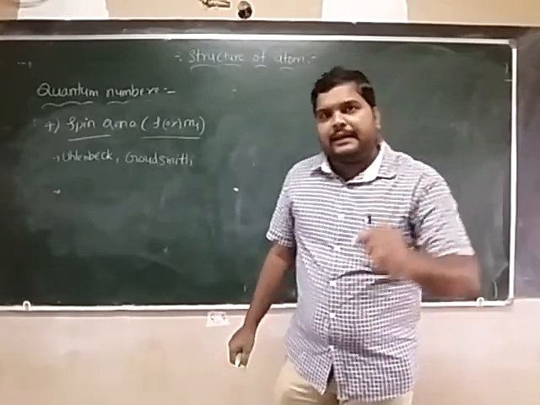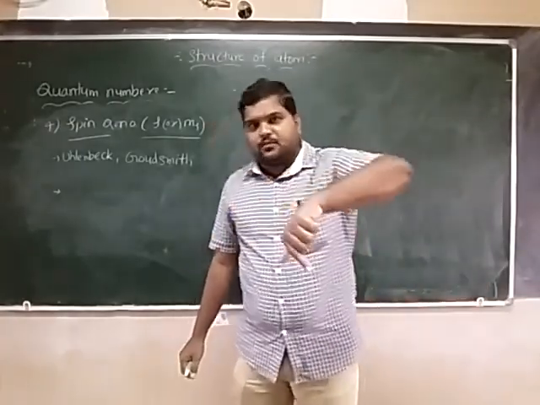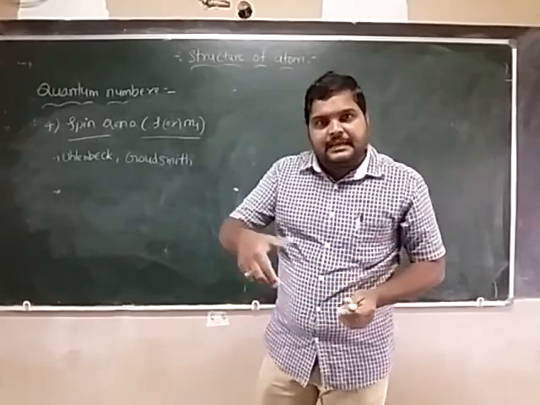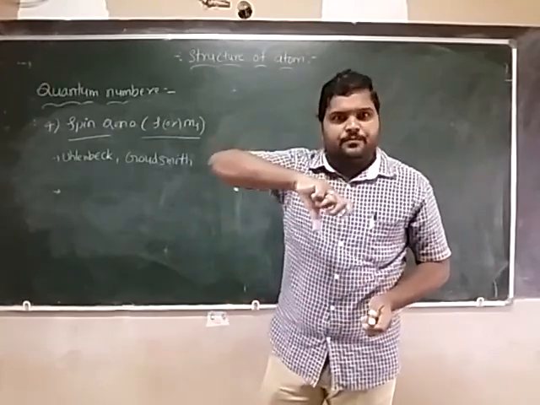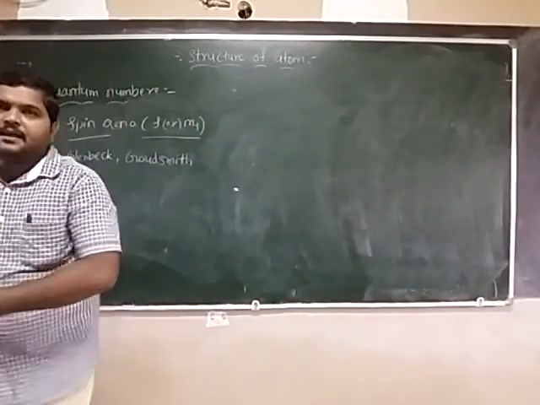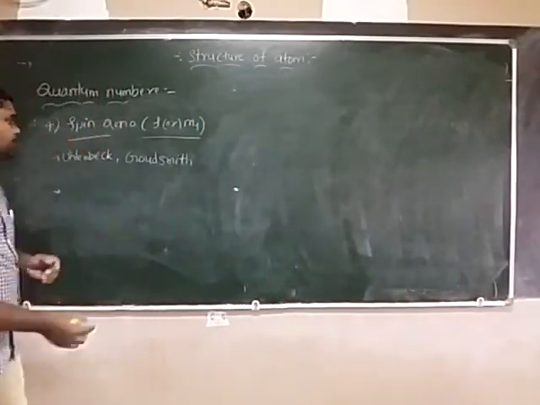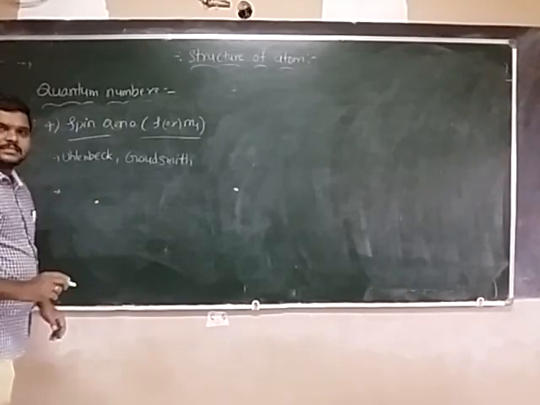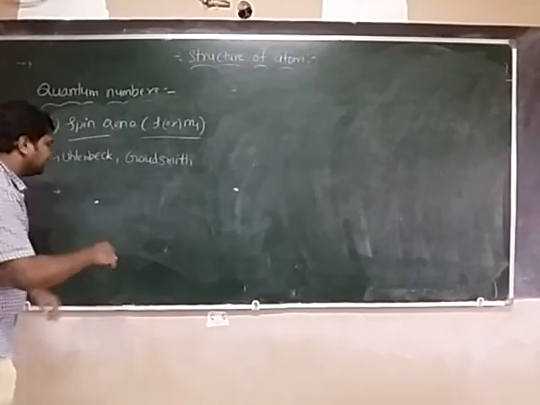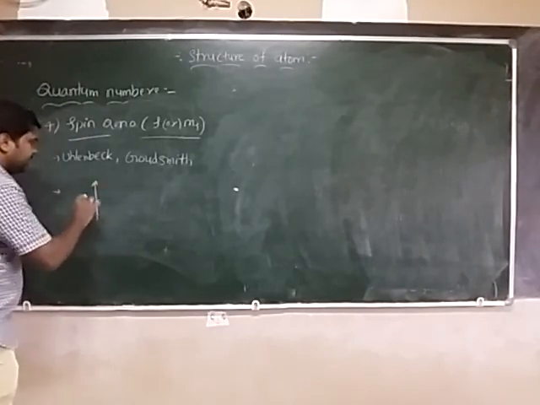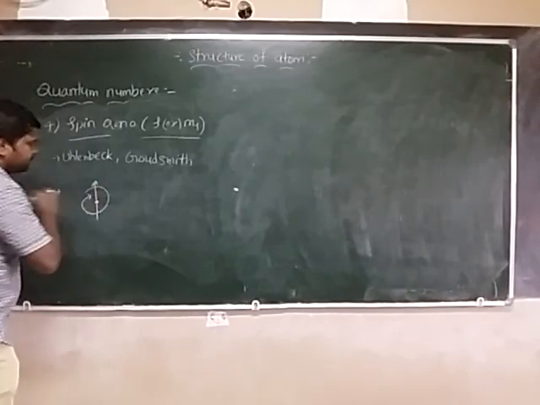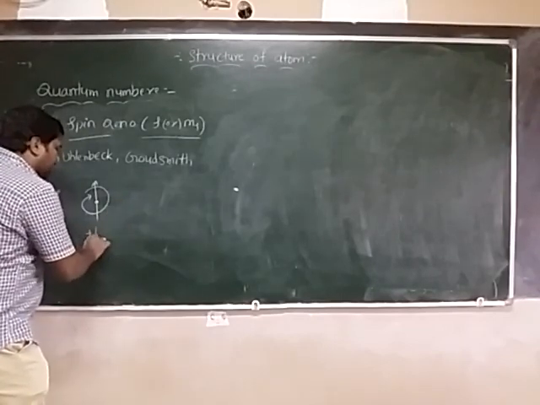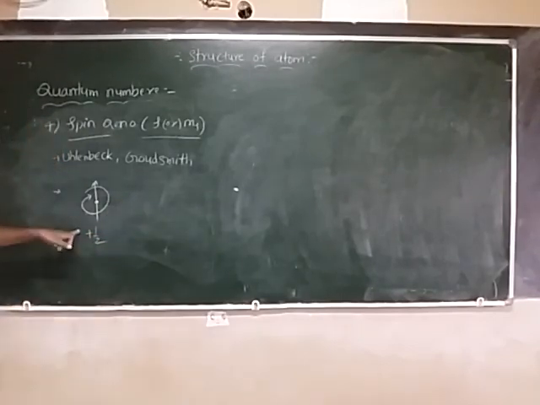So while electrons are rotating around the nucleus, they can also rotate along their own axis. Is it clear? So if an electron rotates in the clockwise direction, that is given as plus half.